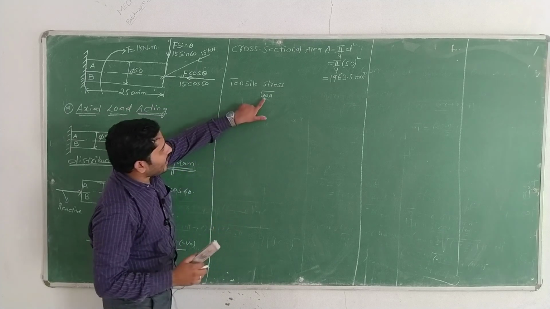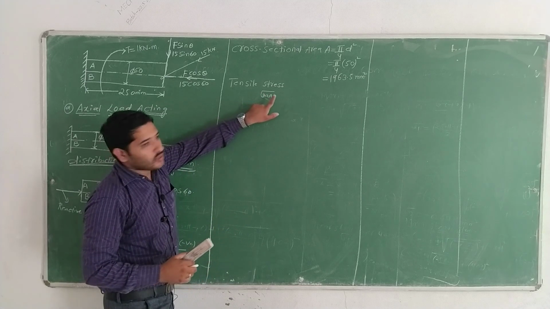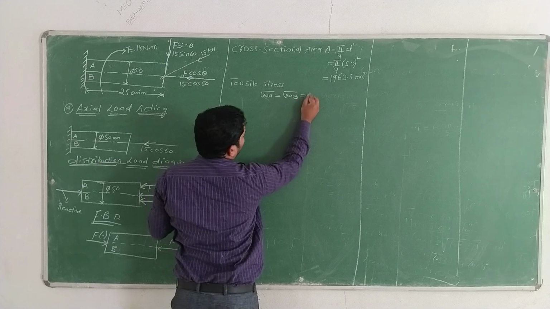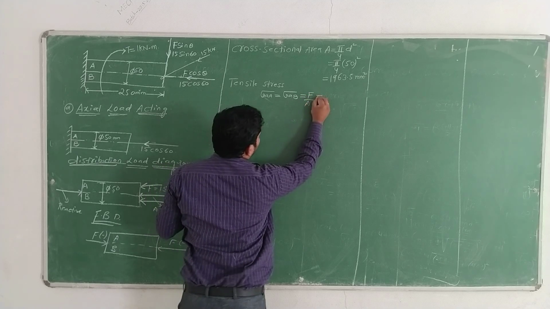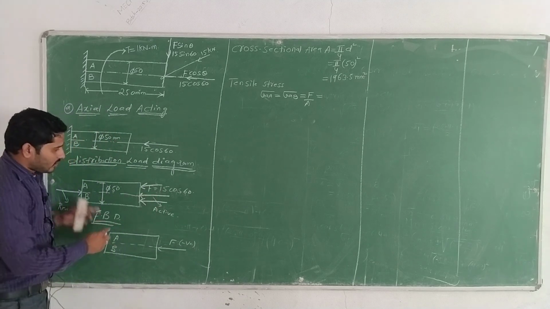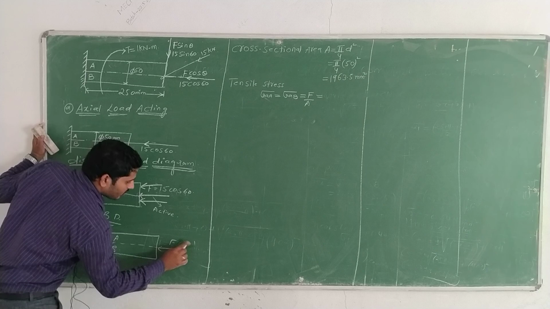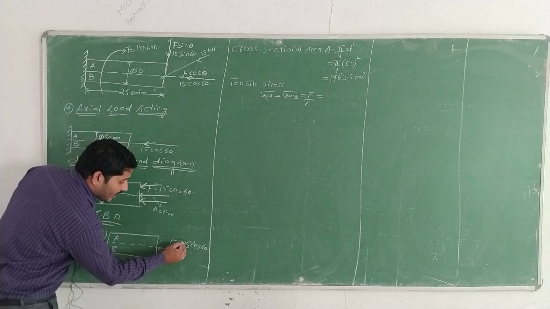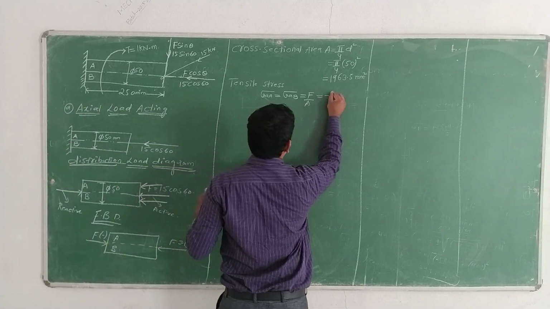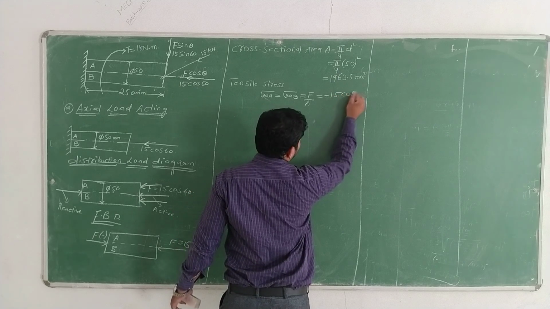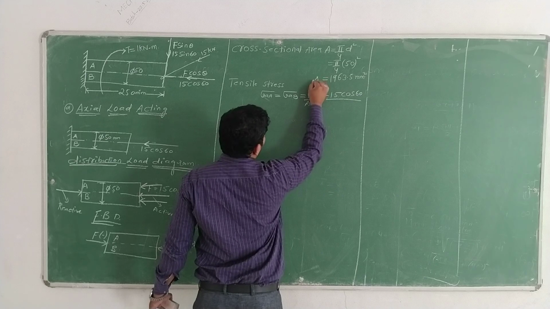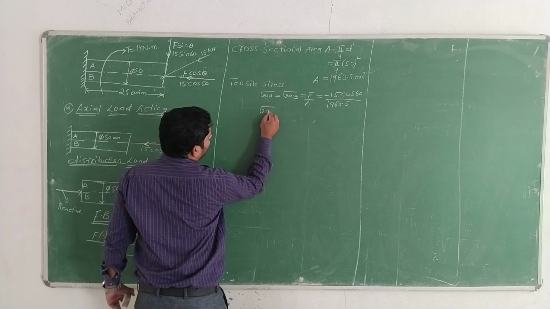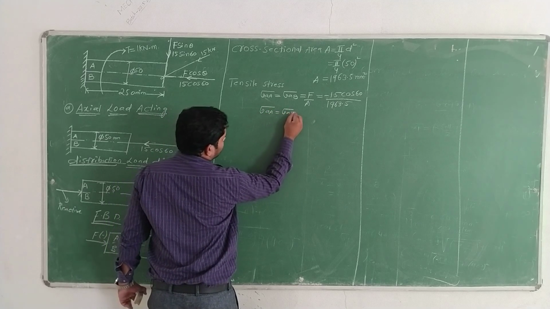This means that the axial stress acting at A should be equal to the axial stress acting at B, equal to force per unit area. The force we applied is 15 cos 60. What is the nature here? Compressive, means minus. So minus 15 cos 60 by the area, 1963.5.